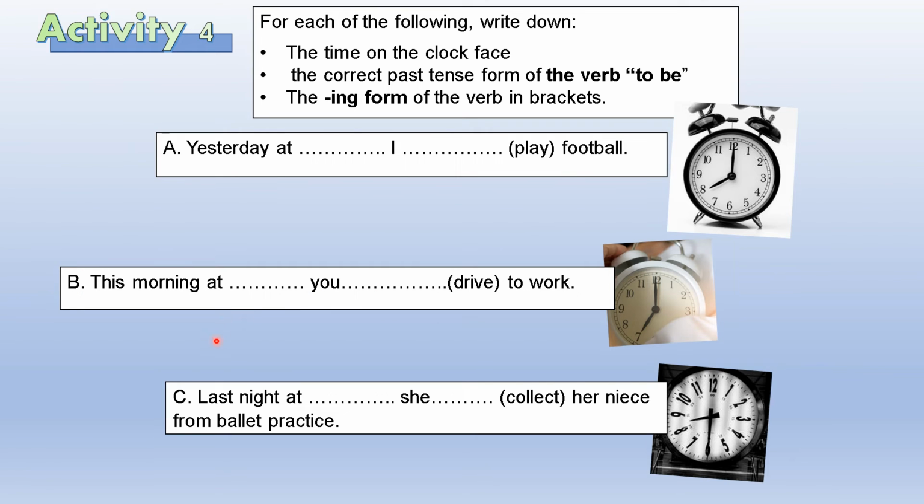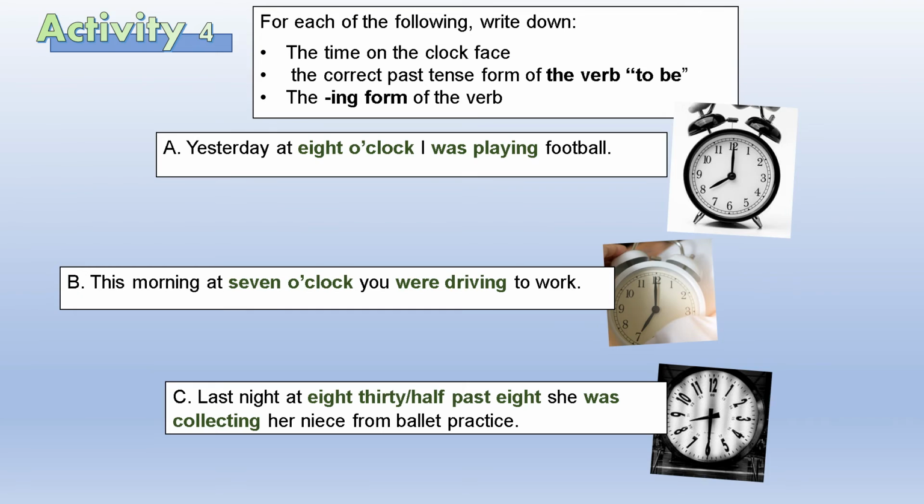B, this morning at... you... to work. C, last night at... she... her niece from ballet practice.